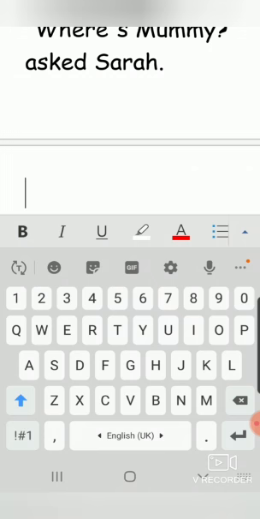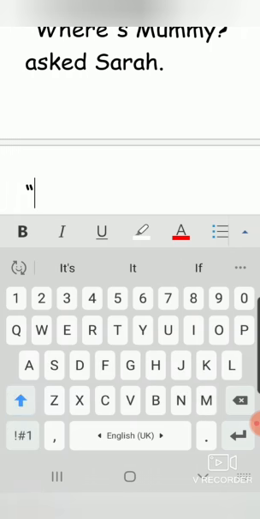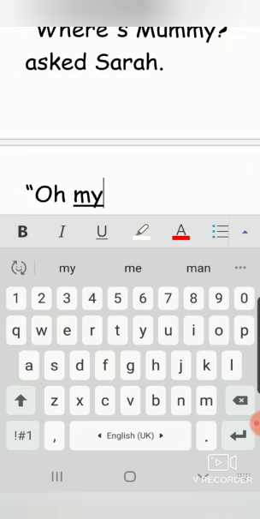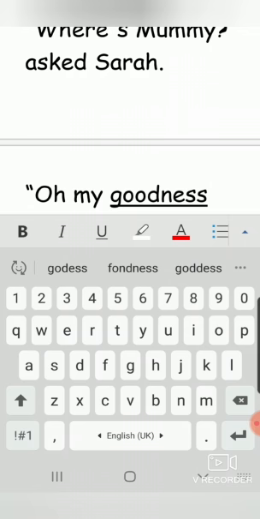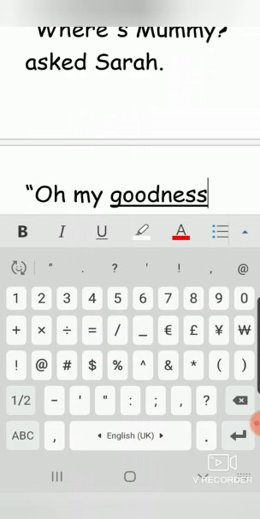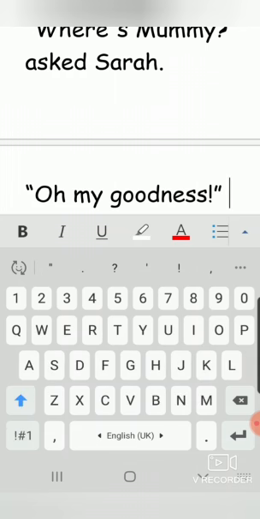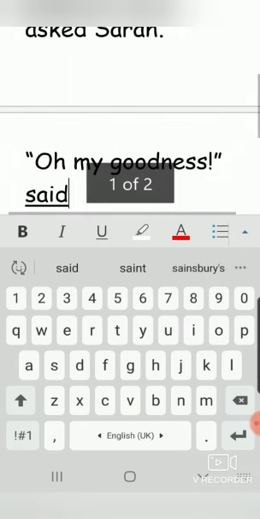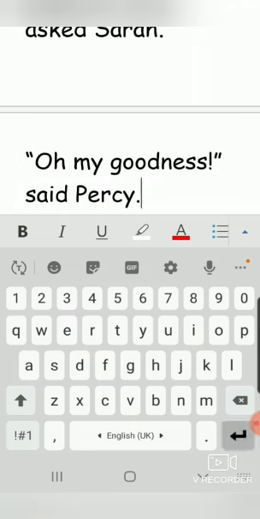And then Bill says something. What does Bill say? It's Percy actually. He says, oh my goodness. So speech marks. Oh my goodness! And he's changing his voice because he's shocked, he's surprised. So let's use an exclamation mark. And that's the end of him speaking, so speech marks to close it. Said Percy, capital letter for his name and full stop at the end.